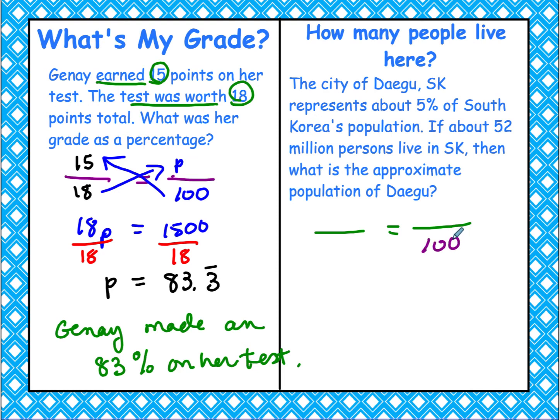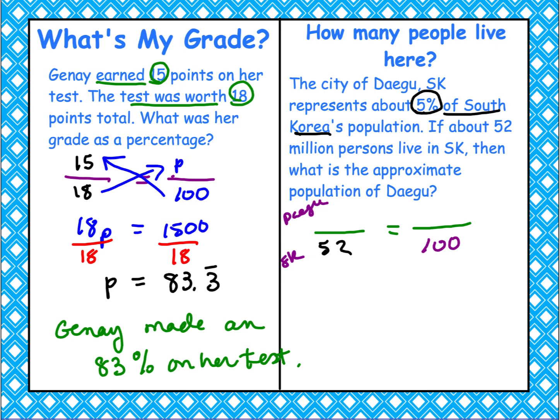So we have 100, and we have a percentage, we have a part and a whole. It's asking us what's the approximate population of Daegu. And remember, Daegu is part of South Korea. So that means Daegu has to be on top and South Korea has to be on the bottom. South Korea's population is 52 million, and we're just going to leave this in millions. So we'll put 52. The only thing we know about Daegu's population is that it represents 5% of South Korea.